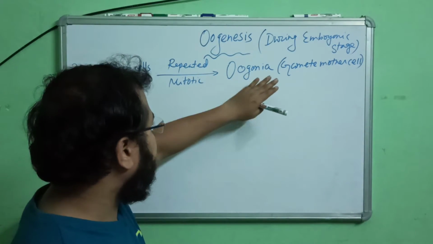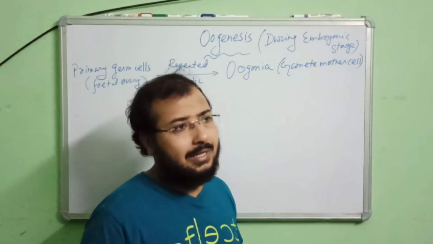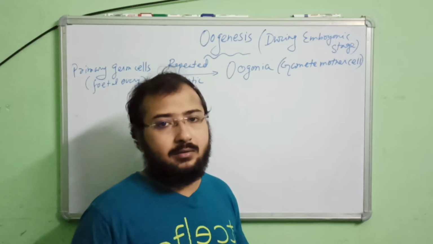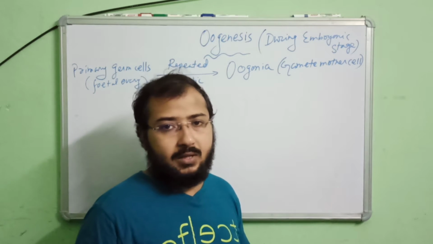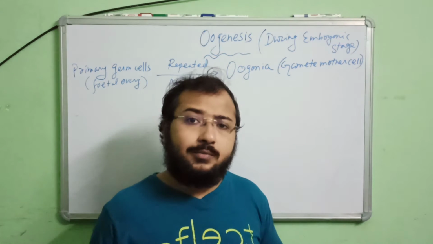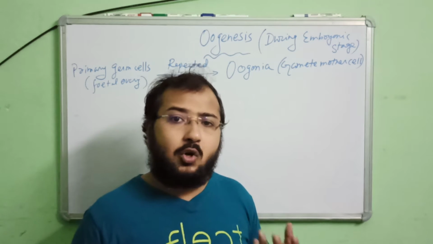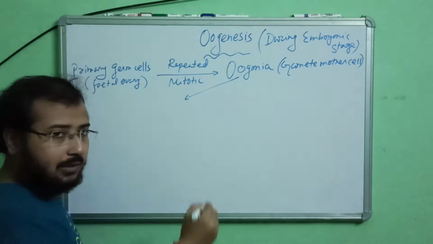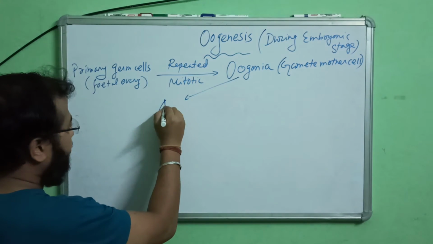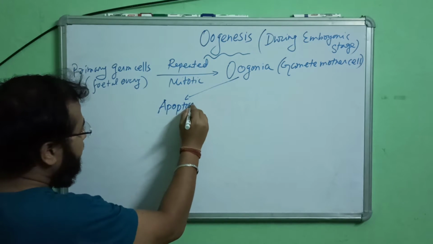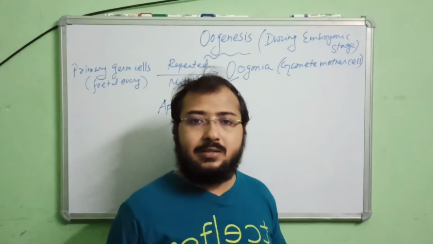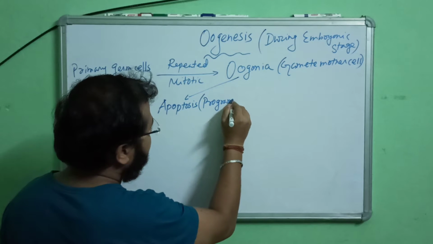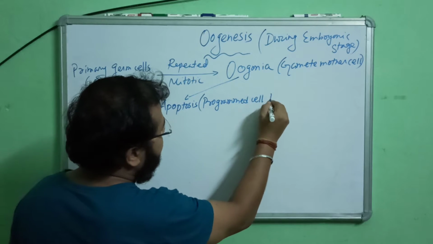Now in the fetal ovaries there are 6 to 7 million oogonia. Out of all these, most of the oogonia undergo a process known as apoptosis. One way I am showing here is that most of the oogonia undergo apoptosis. Now what is this apoptosis? Apoptosis is also, we can say, programmed cell death.